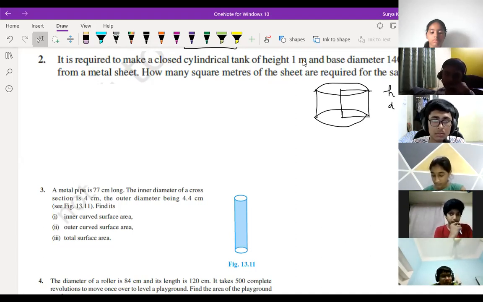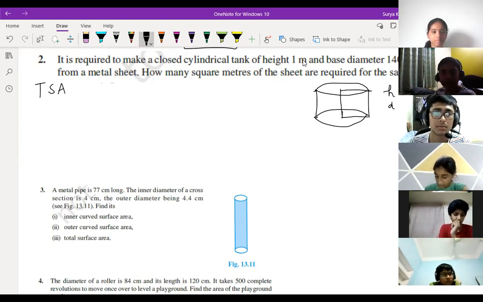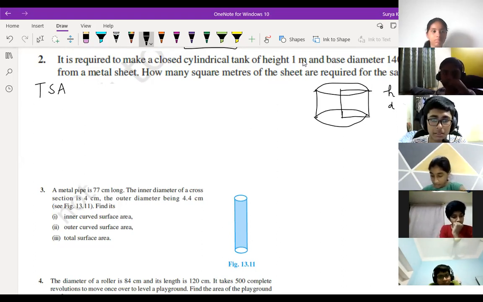They're talking about sheet. It means we are talking about what? Surface area. But we have to find the TSA, sir. Isn't it CSA? Why are you finding CSA? This is a closed cylindrical tank. TSA, yes. If it is not open from top and bottom, then it is CSA. But this cylindrical tank is completely packed, closed. So top is also there and bottom is also there.